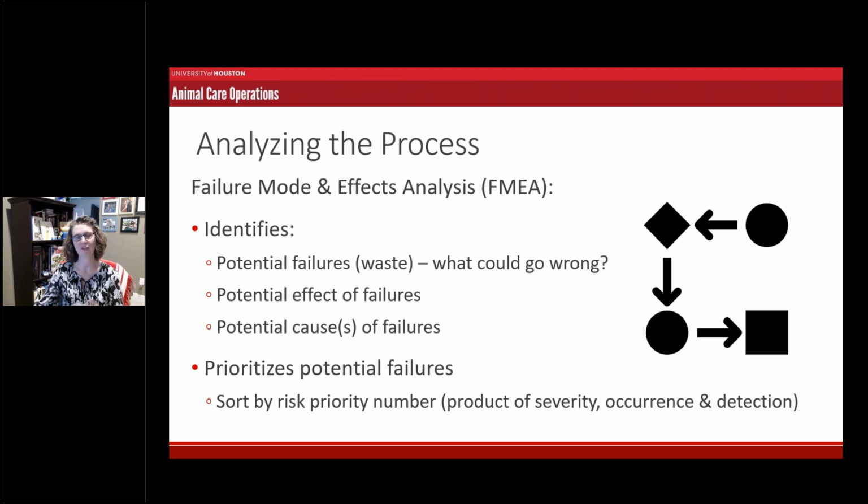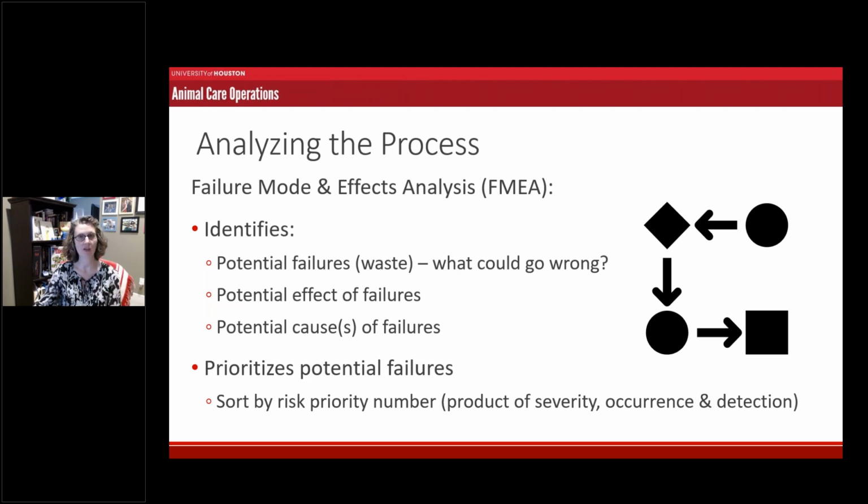Waste in terms of a delay, or having to redo something because of an error or mistake, or you don't have the right materials and you're waiting. These are all wastes that we typically find in our processes. Then for each waste or potential failure that we found, we would look at, if that failure or waste occurred, what impact does it have on our process or our operations? And then what are some of the potential causes of that?